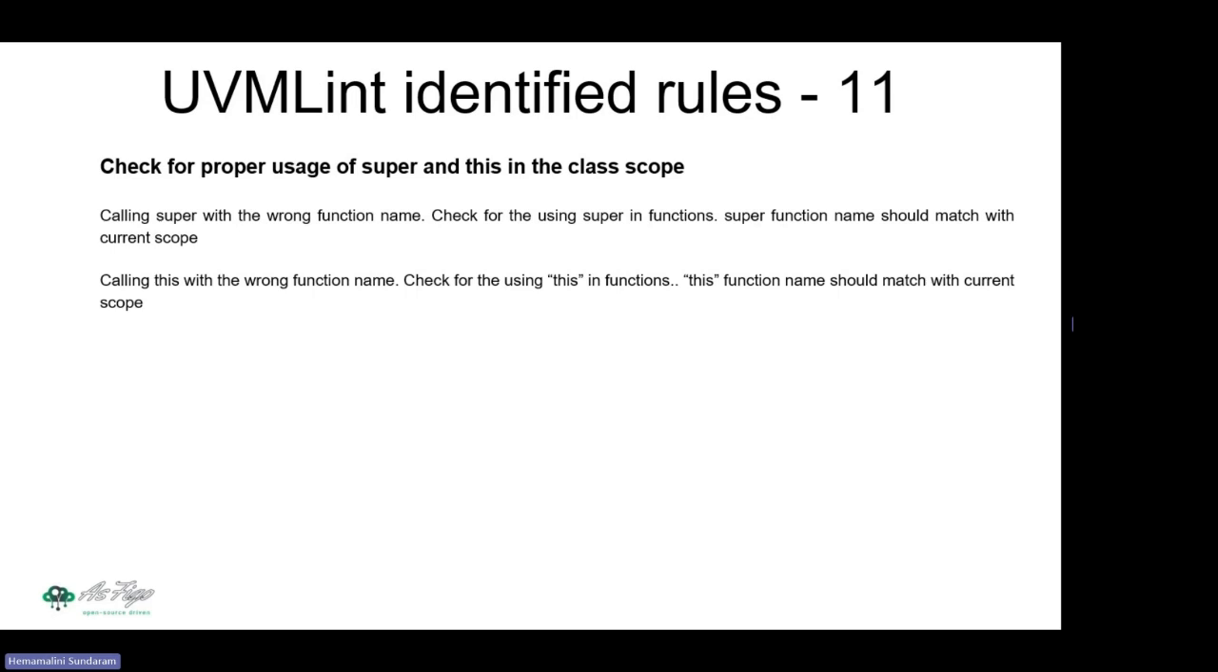Now check for proper usage of super and this in the class scope. Calling super with the wrong function name: check the use of super in functions, where the super function name shall match the current scope. Calling this with the wrong function name: check the use of this in functions, where the function name should match the current scope. So this is basically proper usage of certain things like super and this in the class scope. If you go ahead and do a few examples, this will be very well understood.